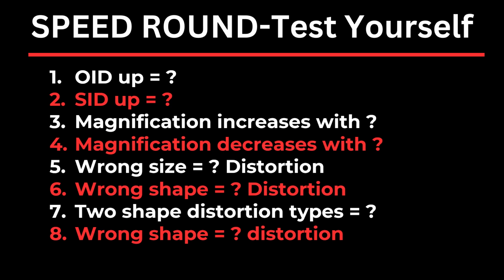Speed round, let's test yourself. Number 1, OID goes up, what happens? Number 2, SID goes up, what happens? Number 3, magnification increases with what? Number 4, magnification decreases with what? Number 5, wrong size equals what type of distortion? Number 6, wrong shape equals what type of distortion? Number 7, two shape distortion types. And number 8, wrong shape equals what type of distortion?